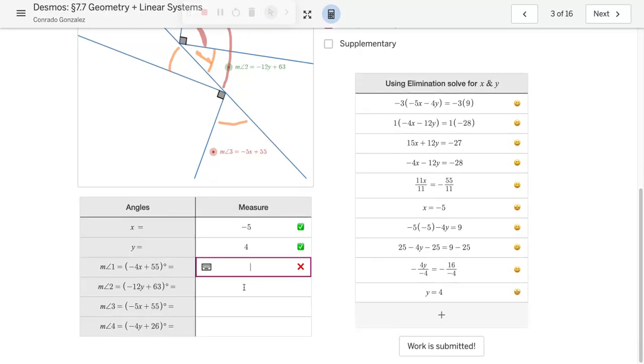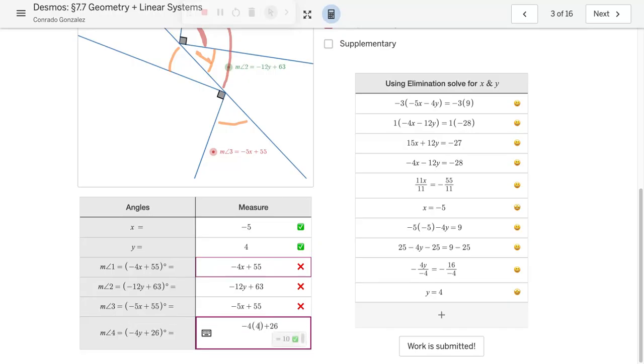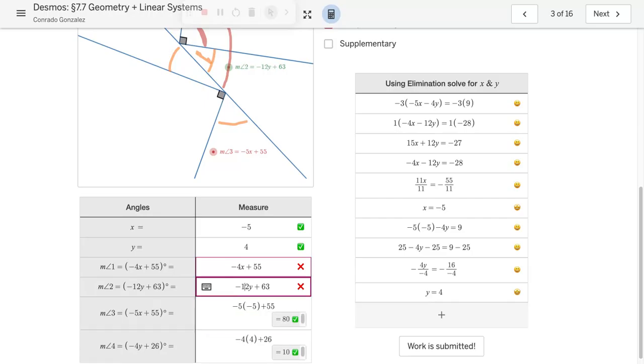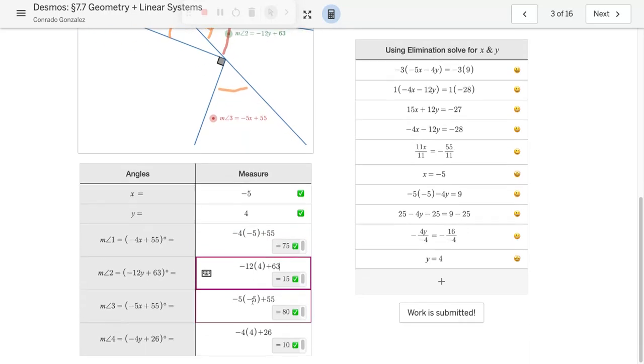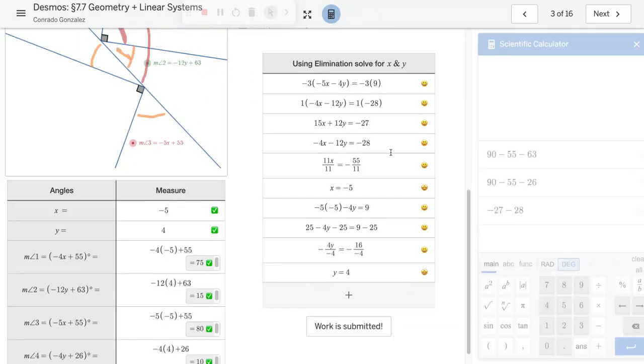And now I need to know the measure of all these angles. So I'm going to type in everything: negative 4x plus 55, negative 12y plus 63, negative 5x plus 55, negative 4y plus 26. Instead of an x, I substitute the value of x, which is negative 5, and instead of a y, I substitute the value of y, which is 4. And I get all my green check marks, which is nice.